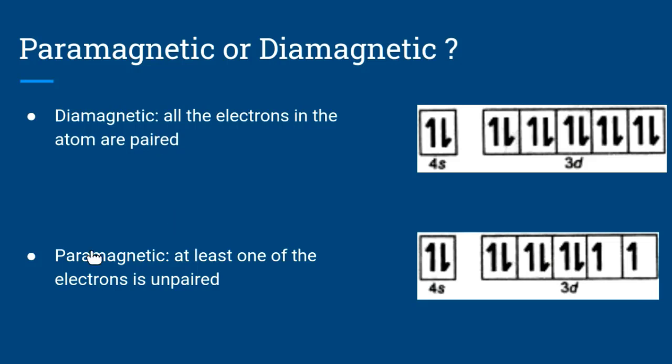Paramagnetic atoms have at least one electron that is unpaired. So even though in the fourth shell and in 3 of the 3d orbitals the electrons are paired, if it has at least one unpaired electron, it's considered paramagnetic. Okay, so let me see. Is calcium paramagnetic or diamagnetic?